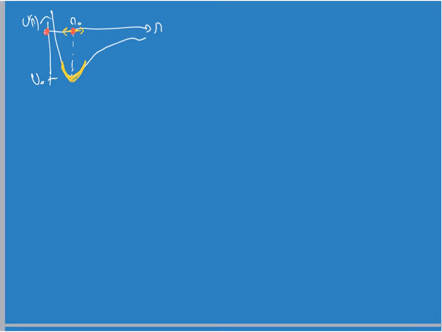So this can be approximated by a harmonic function or a second order polynomial. You can always do that when you have a function that shows a minimum. You can always locally approximate it by a second order polynomial. Why? Because if we do a Taylor expansion of the function around R naught, we can always do that. We can say that U(R) is a function of R. You can always do a Taylor expansion of this function around R naught.